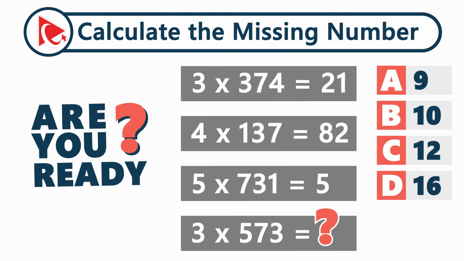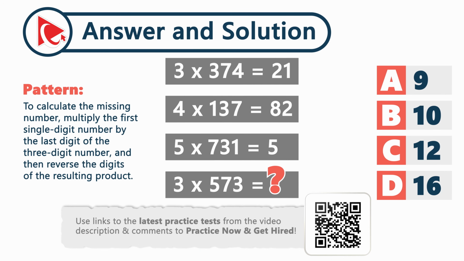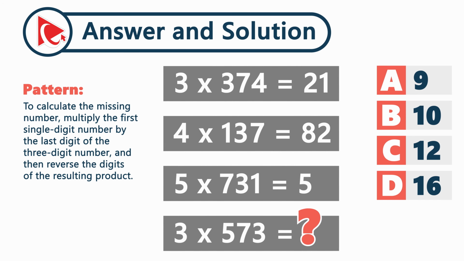Time's up. Are you ready to share your answer? To calculate the missing number, you need to multiply the first single-digit number by the last digit of the 3-digit number, and then reverse the digits of the resulting product. Let's look at the example to better understand what's happening.